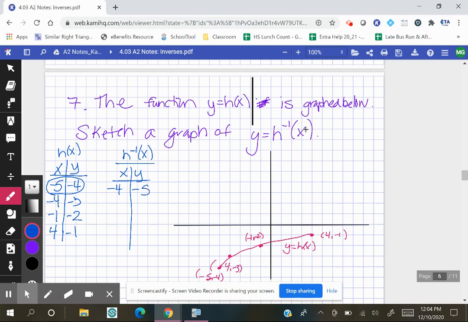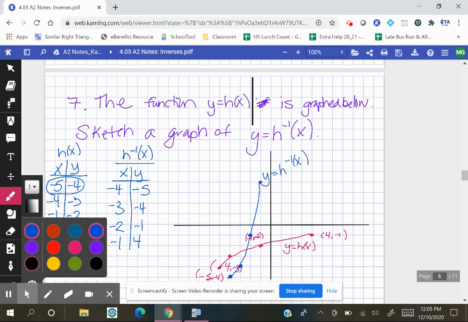Pause the video, fill in the rest of the points, plot them on your graph. All right, so again, you should have negative 3, negative 4, negative 2, negative 1, negative 1, 4. Let's plot these. I'm going to do it in a different color. Connect those. And you'll see here, this one is y equals h inverse of x.